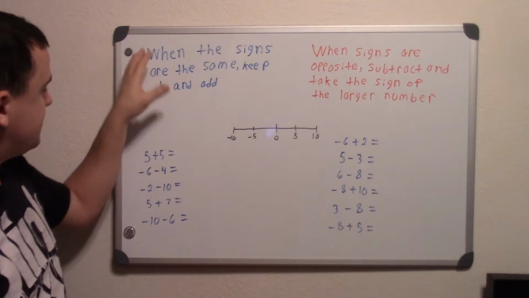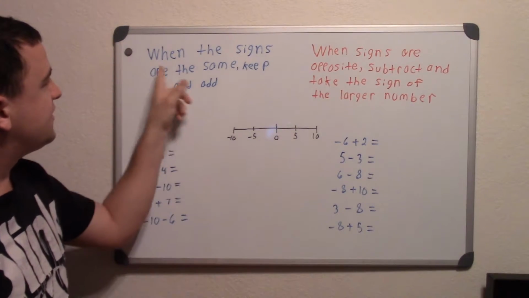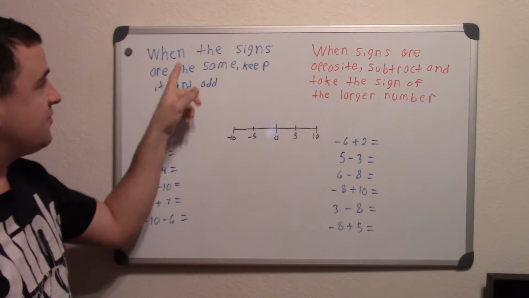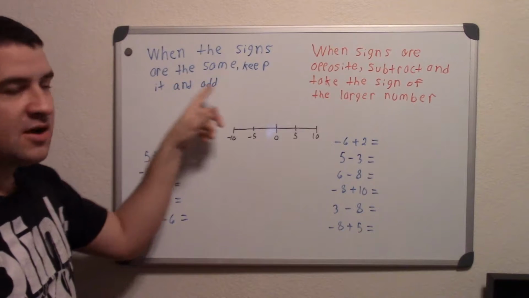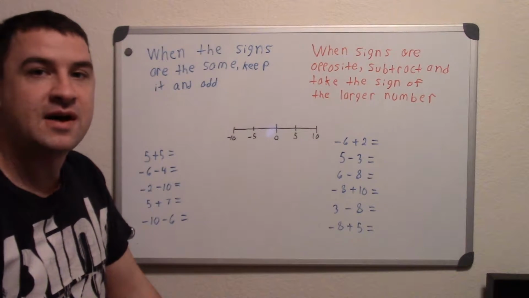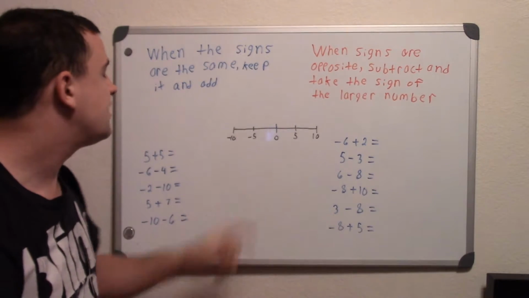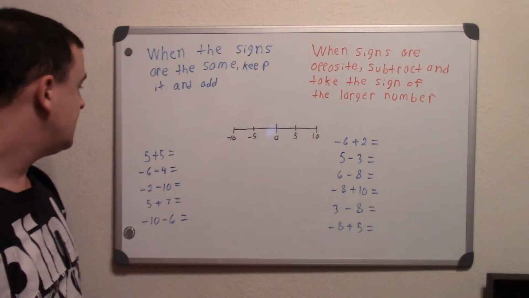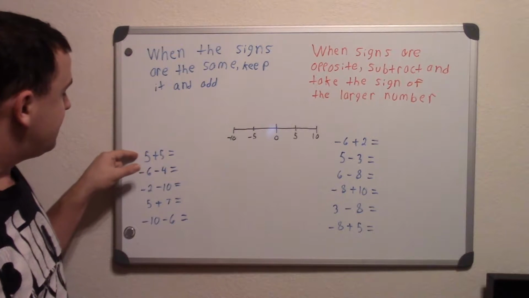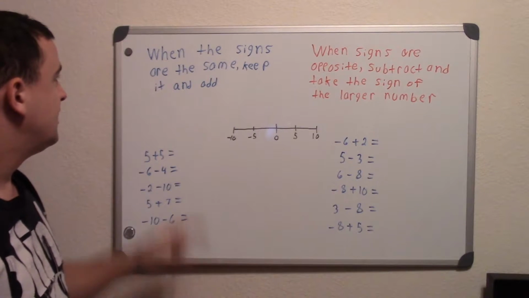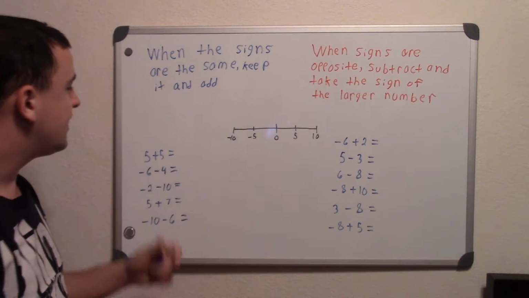So on this one, this will apply to all of these. When the signs are the same, keep them and add. So right away, you already know what your sign is going to be. You already know your answer is going to be negative or positive without even having to picture this number line. So right here, this is obviously an easy one. We know 5 plus 5 is 10. But notice that right here is an invisible positive and another positive. So we know right away the answer is positive, and then add. So 5 plus 5 is 10.